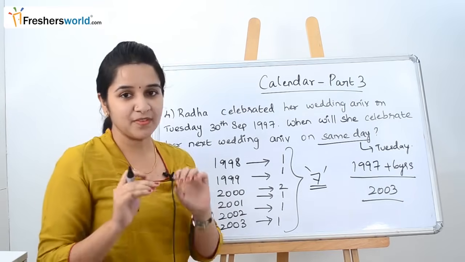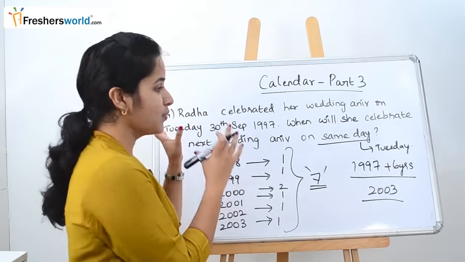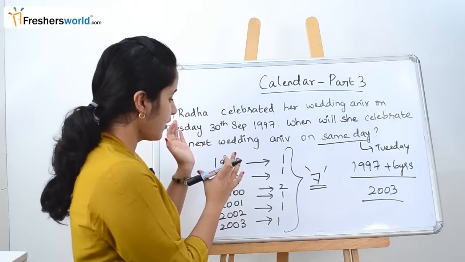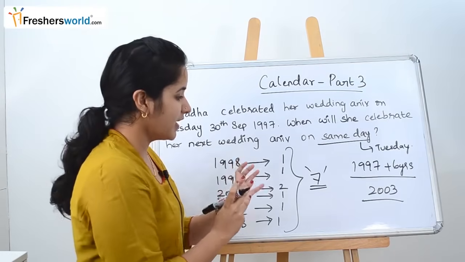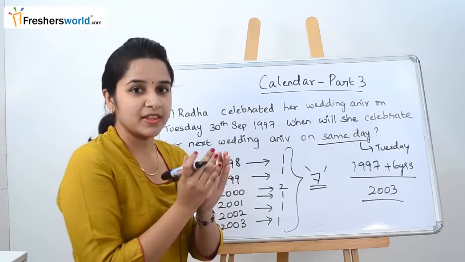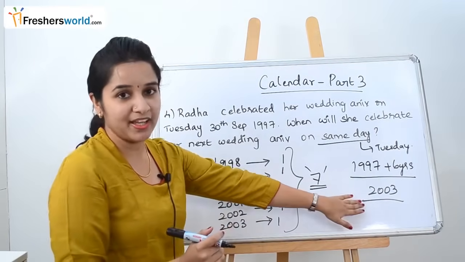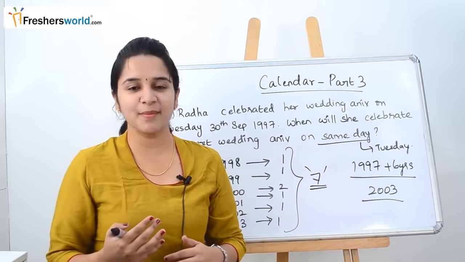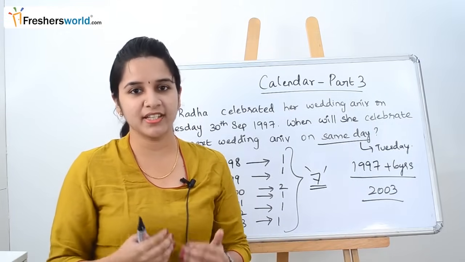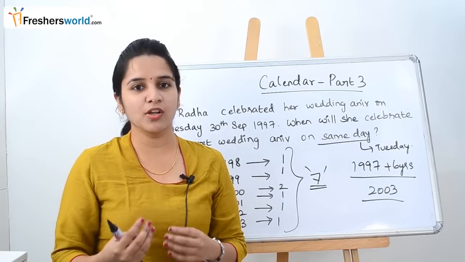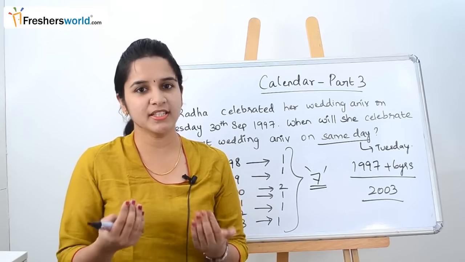This is the same way you're going to follow for other sums. They would have given you a different date. You have to calculate the odd days. When the odd days come to a sum of 7, you calculate the number of years you have taken and add it to get the value. In today's video, we discussed various problems that fall under calendar. In the next video, we'll solve a couple more problems under the calendar topic.